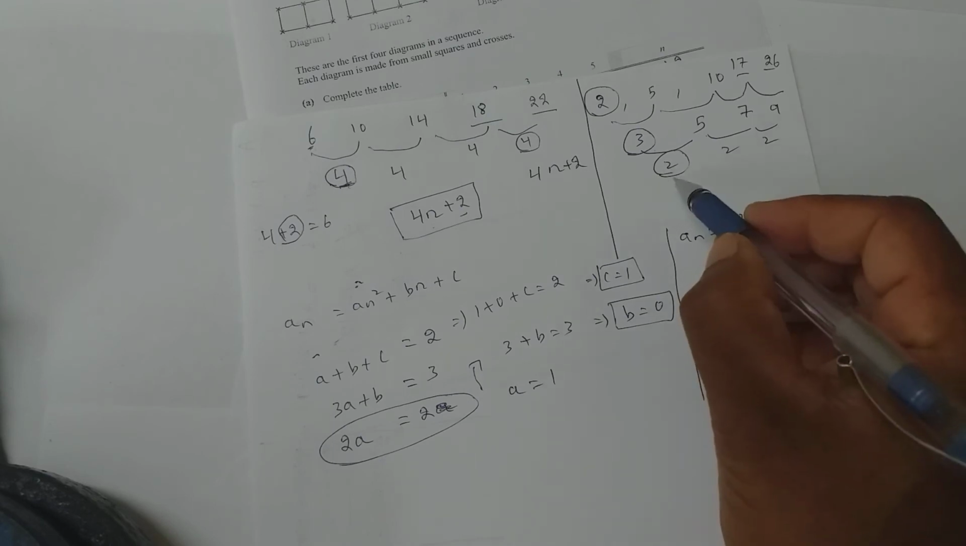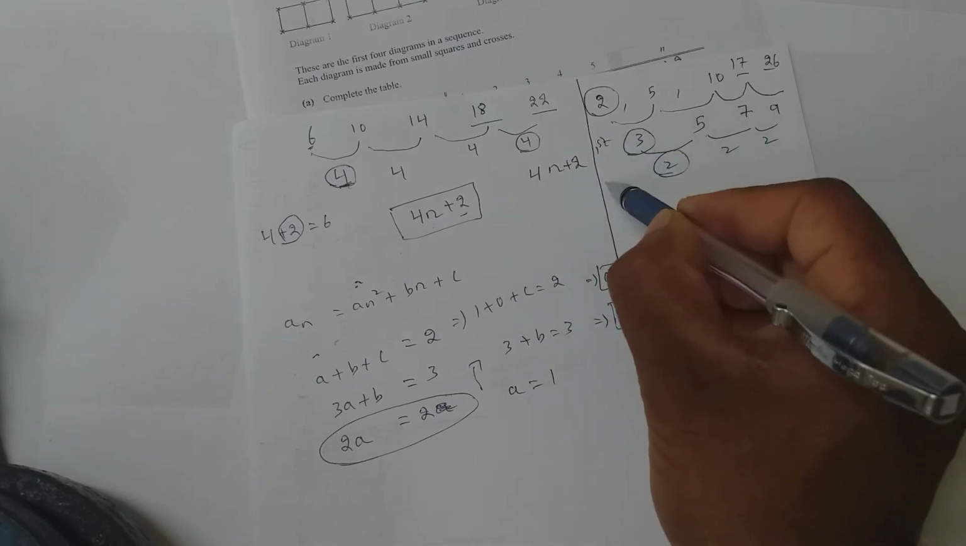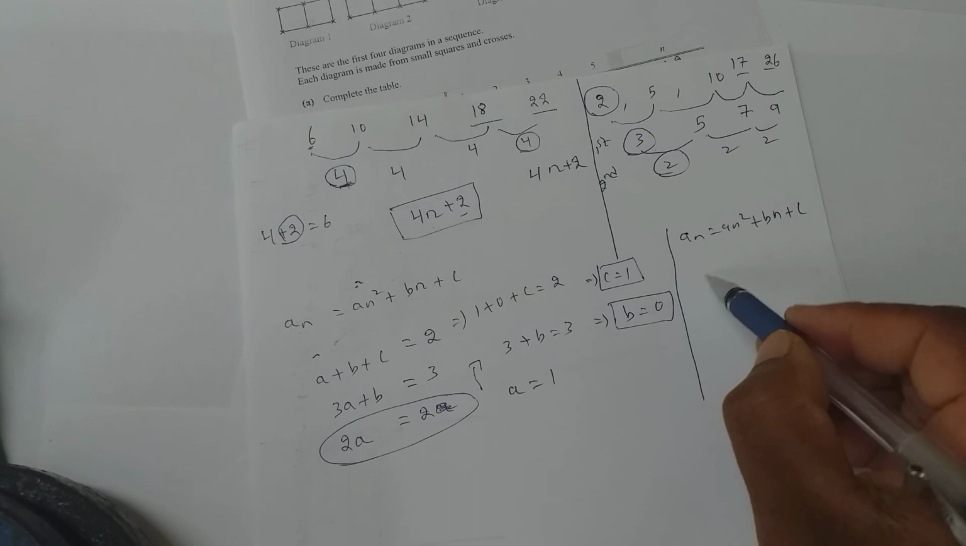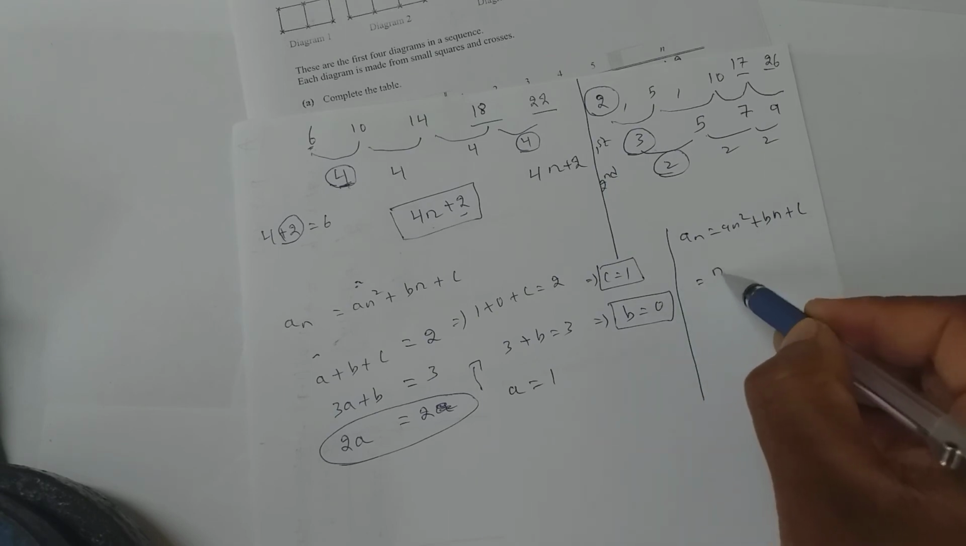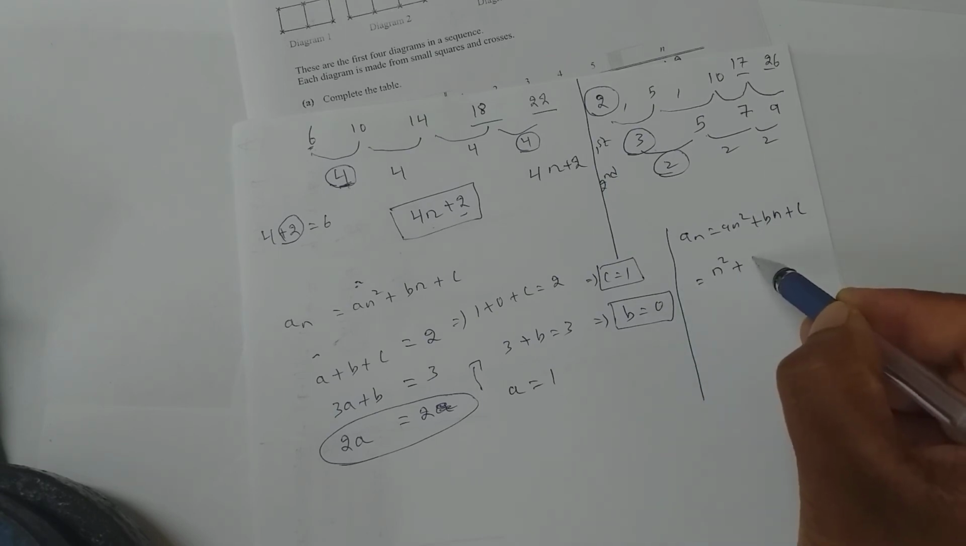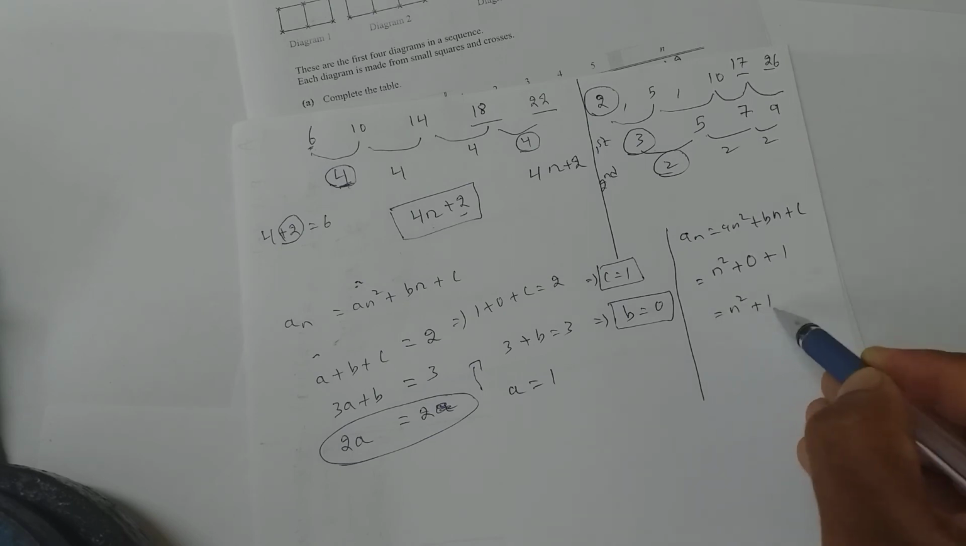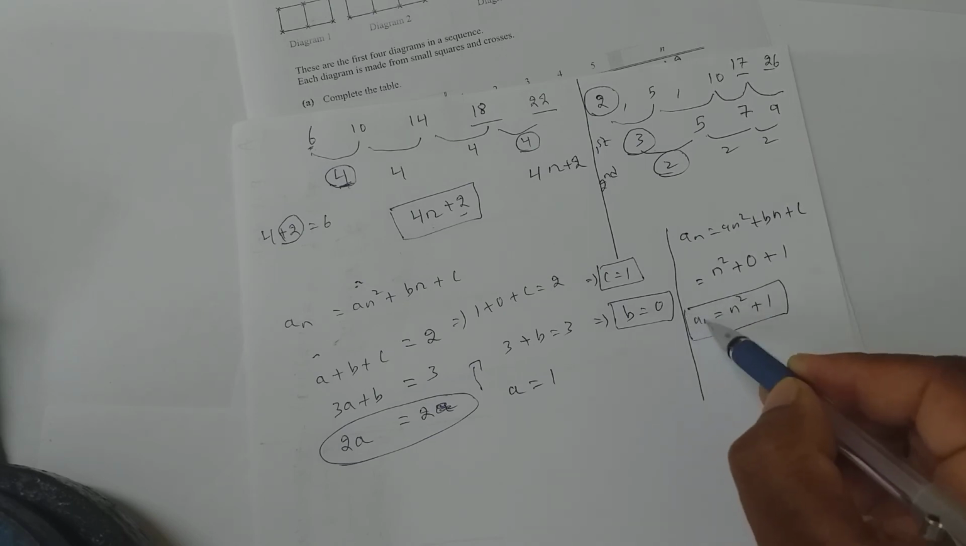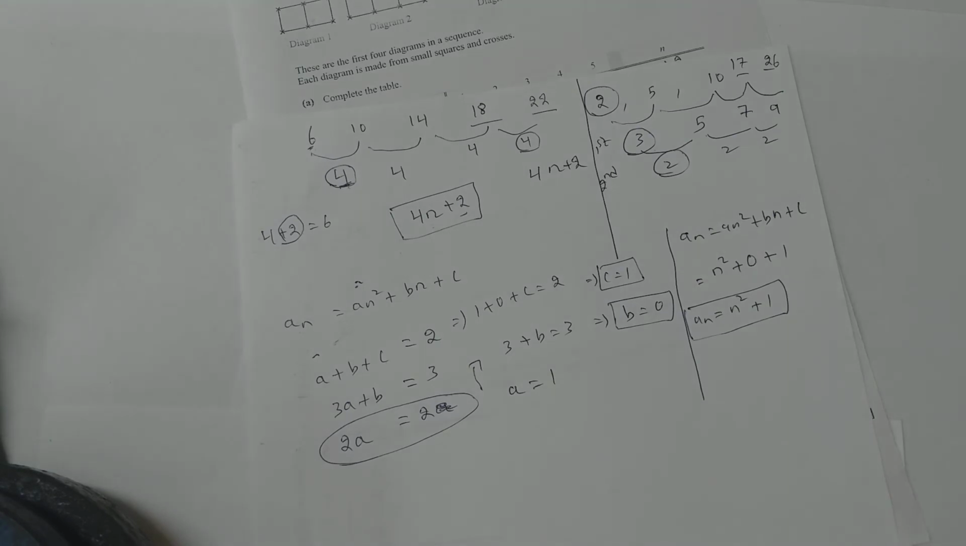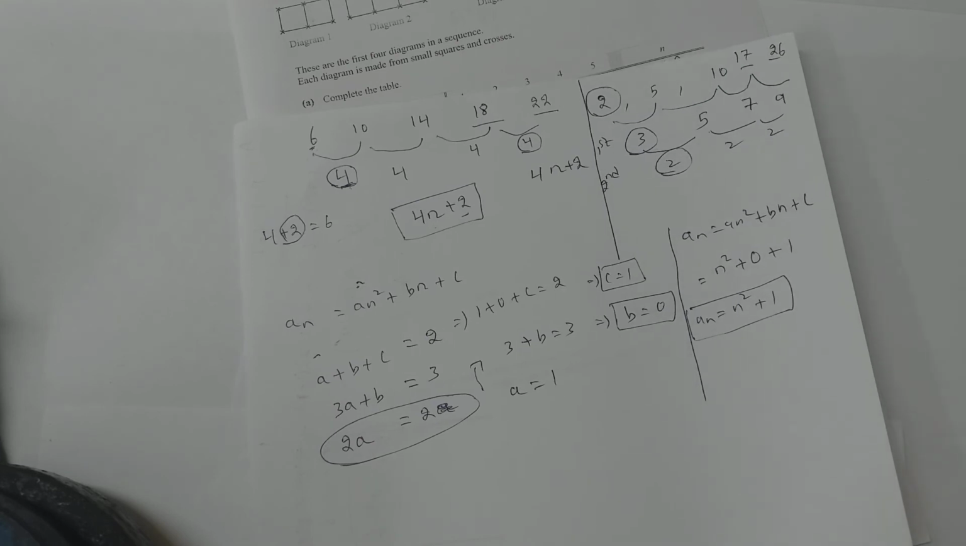So my nth term is equal to an squared plus bn plus c. Whenever the second difference is the same, this is the first difference, this is the second difference. So in place of a, 1 now. So n squared plus b is 0, 0 into anything is 0, plus 1. So my nth term is n squared plus 1. Did you understand? So that is the nth term. Let us place it here. So it is n squared plus 1.